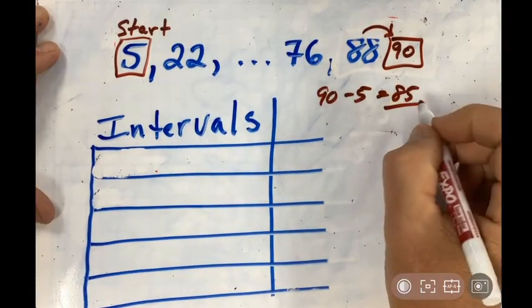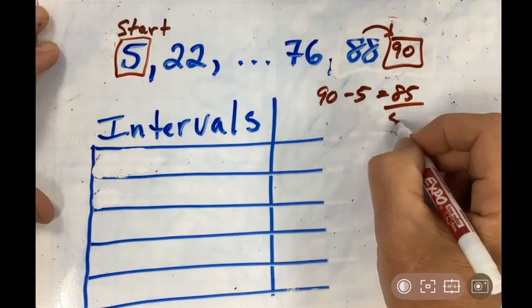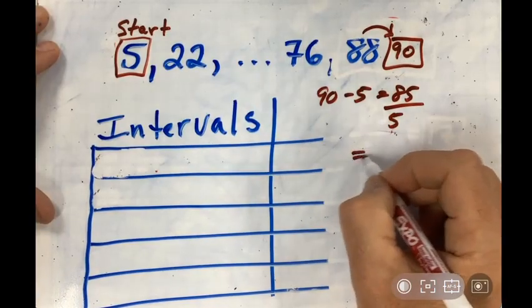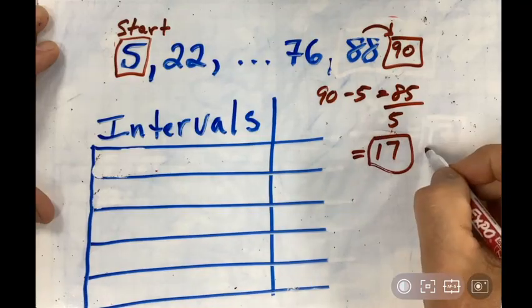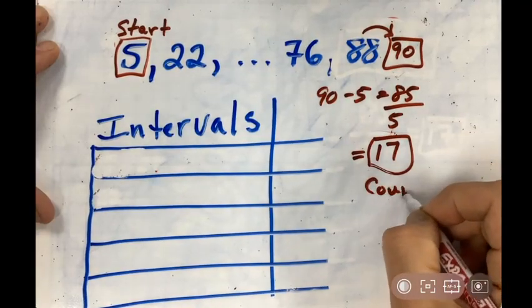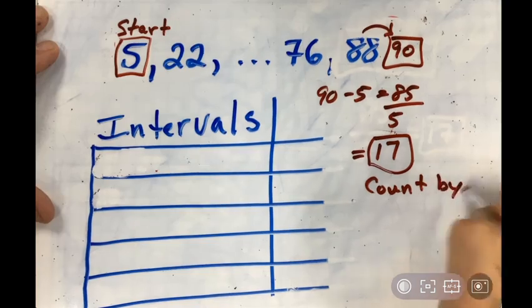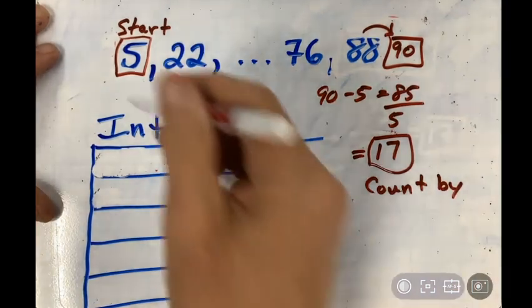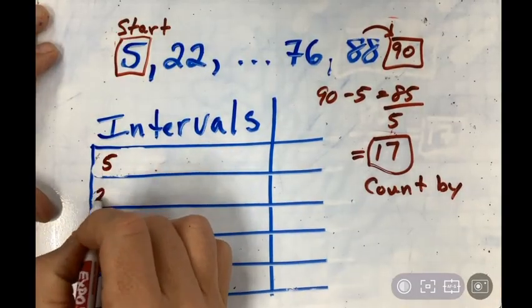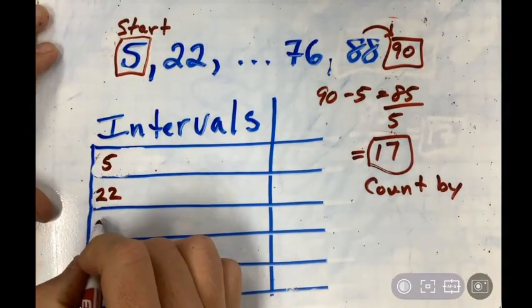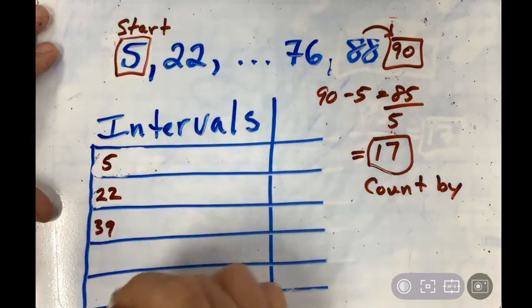And I'm going to split it up into 5 classes, so I need to divide that by 5, and the answer then will come out to be 17. I need to count by 17s in this next part that we're going to try here. Count by 17s. So that means when I start my table here, I want to go 5, and then 17 more than 5 would be 22. If I keep going, that would be 39, and so on. And I'll let you finish filling in the table.